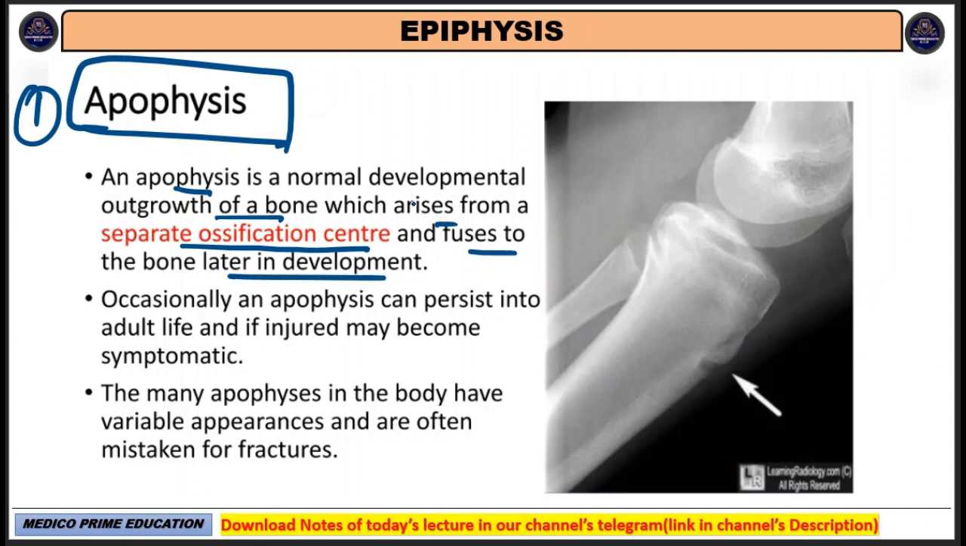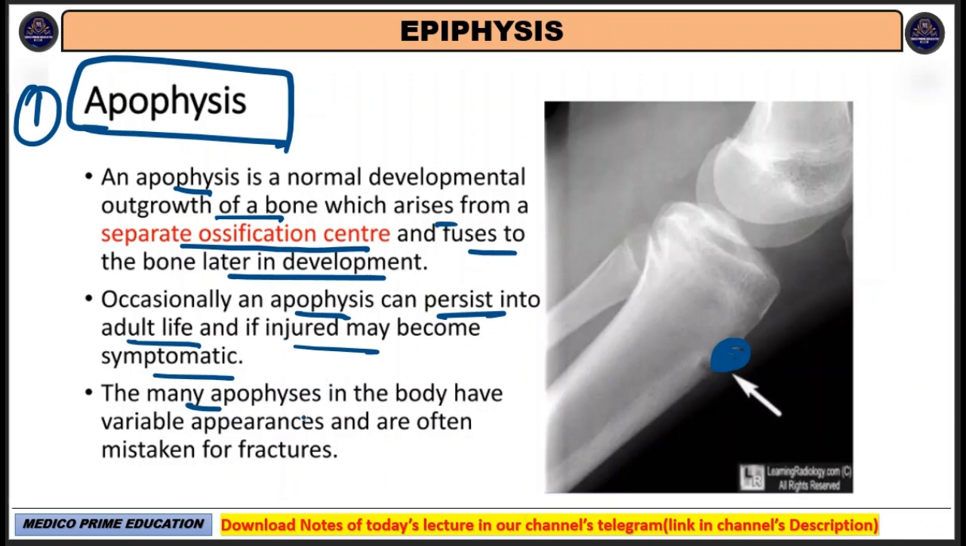Means they originate from a separate ossification center, but they will fuse to the bone in the time of development. So if we see this, this is the radius you can see, and in the radius, this bone arises initially from another part. Okay, separate ossification center, but fused to the bone later in development. Occasionally, the apophysis can persist into adult life, and if injured, may become symptomatic. It may be injured in new life also.